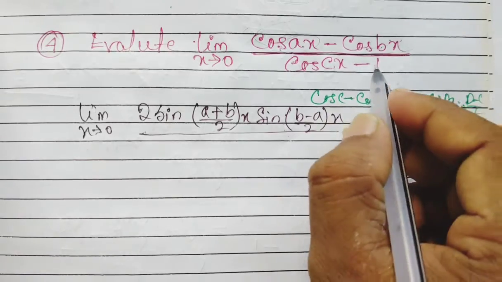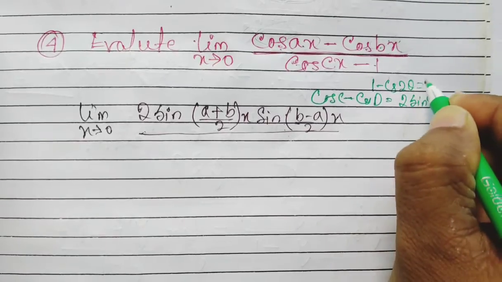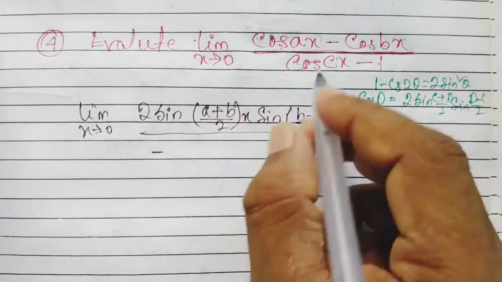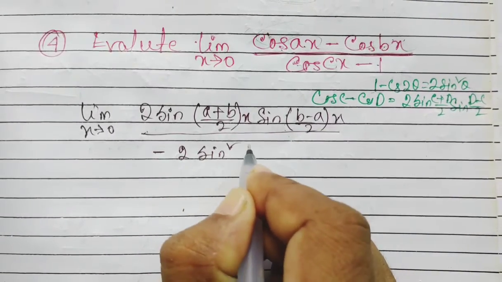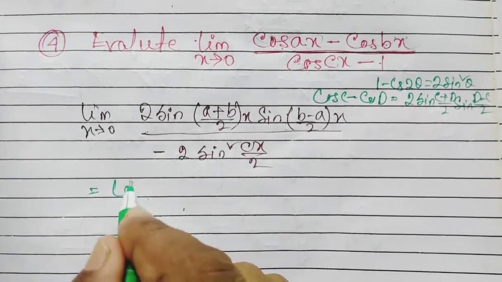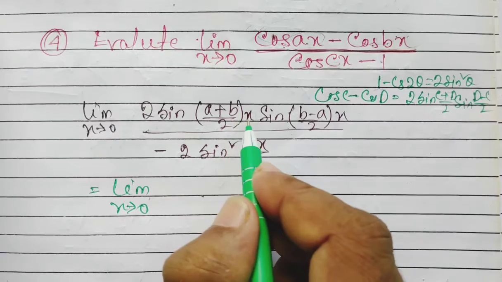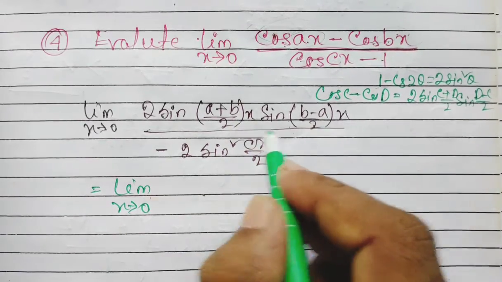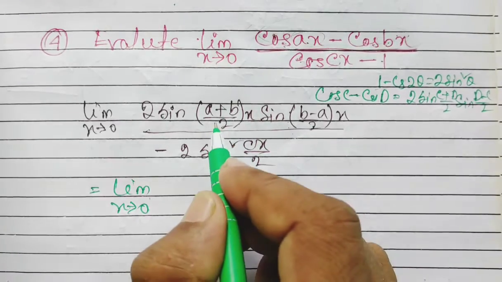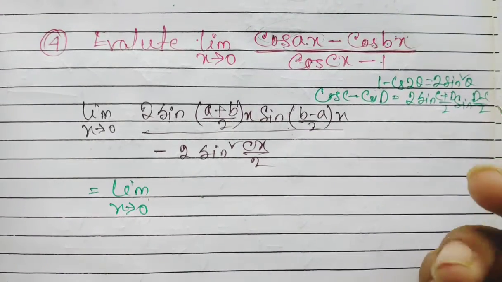In the denominator, cos cx minus 1, again it's a formula: 1 minus cos 2 theta is 2 sin square theta. So just compare with this formula, so here it will be 1 minus cos cx equals 2 sin square cx by 2. Now limit x tends to 0 of 2 sin (a plus b) by 2 x, and here (b minus a) by 2. We have to divide, using this formula of trigonometric functions, to manage this question.